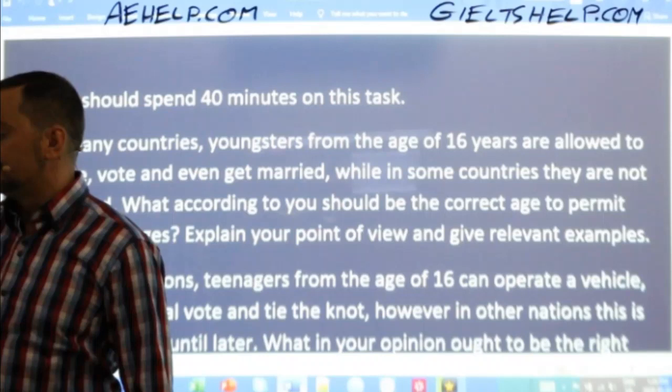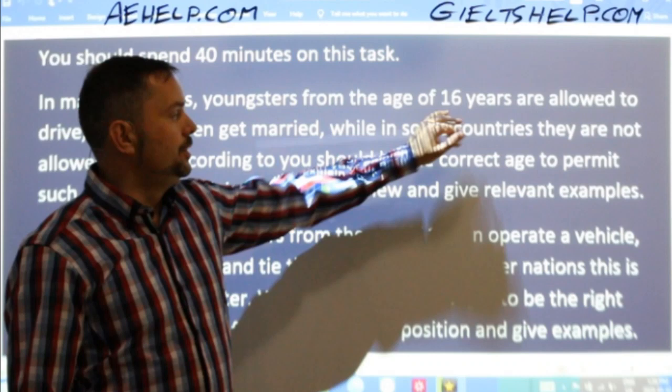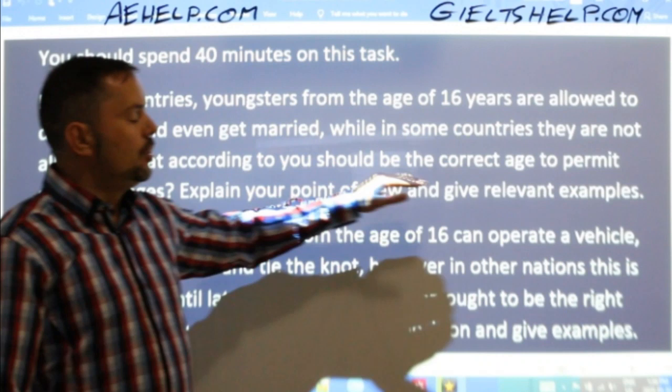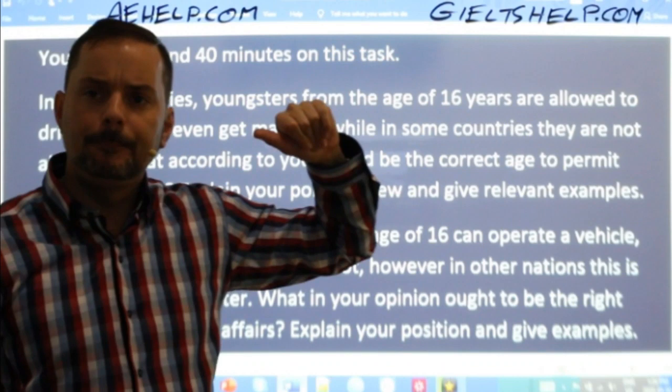so the original question is the actual question. This first part is a statement about the 16-year-old. The question is, what according to you should be the correct age? So your essay should focus more on answering the question than arguing the statement. Is that clear? So that was quite an important point that I just made there.